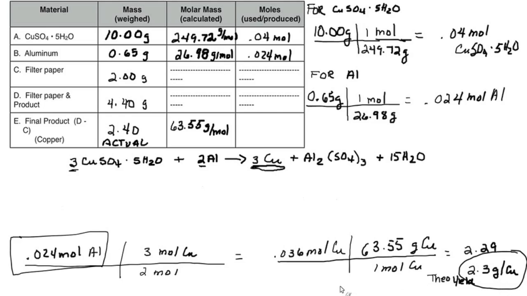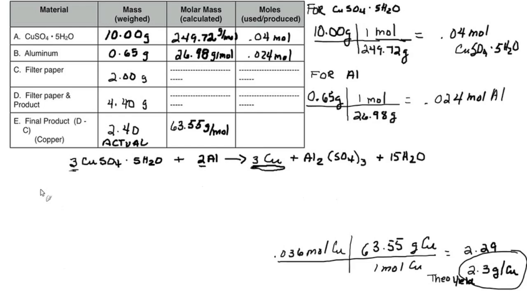We want to calculate what our percent yield was. So we take our actual yield, divide it by our theoretical yield, and multiply by 100. You can see right now that we've got more than 100% yield, and that's okay. Obviously something went wrong, but it is what it is. So just go through and calculate, and we got 104%.